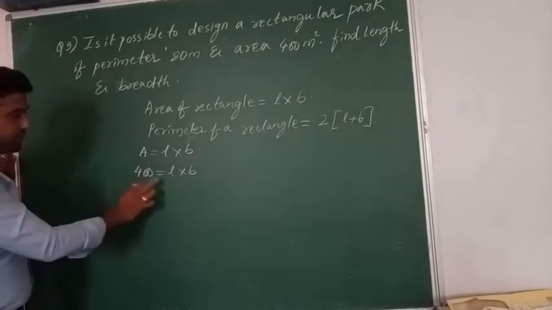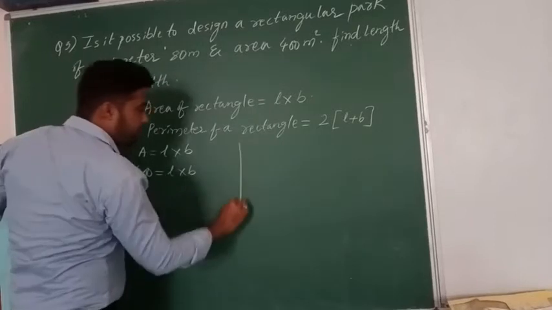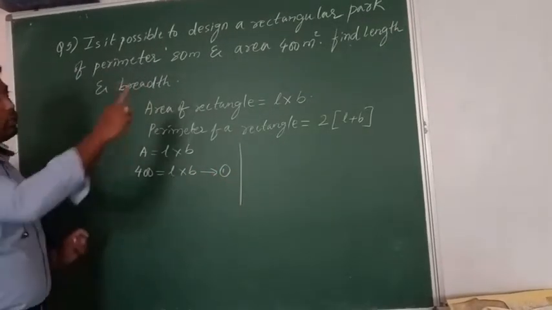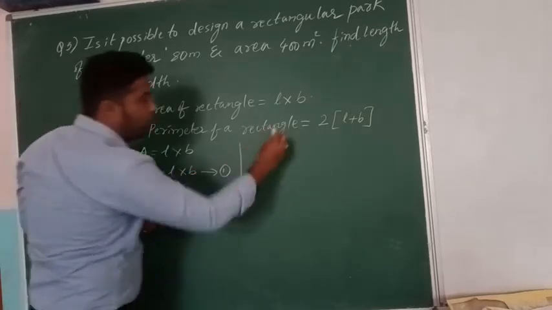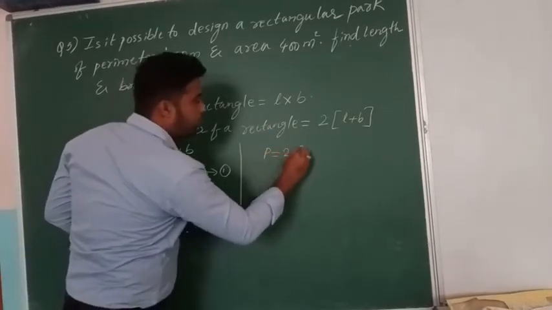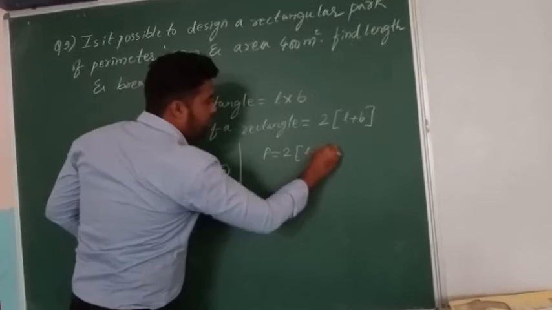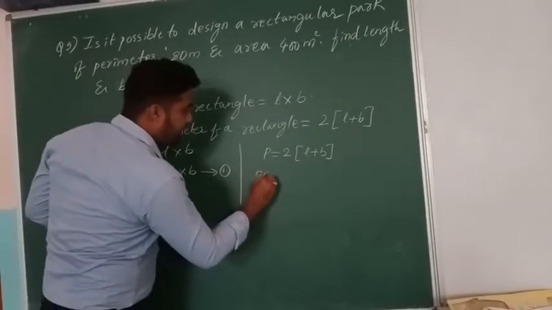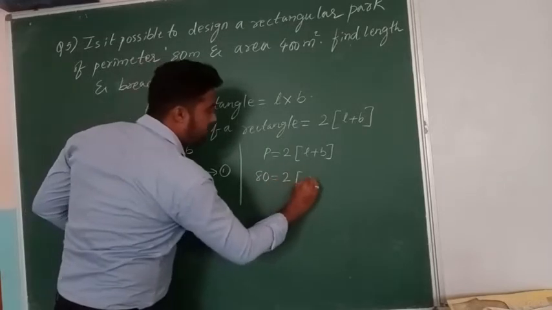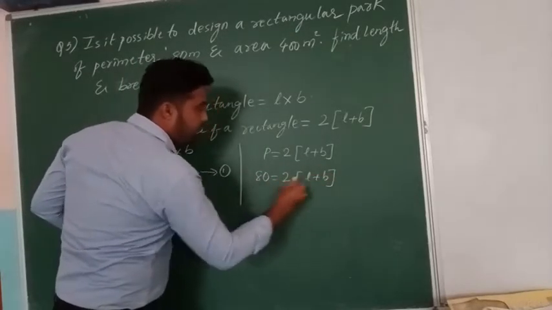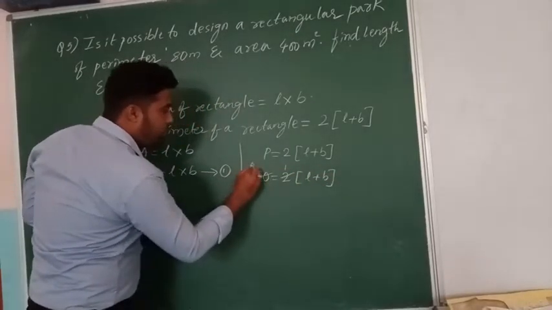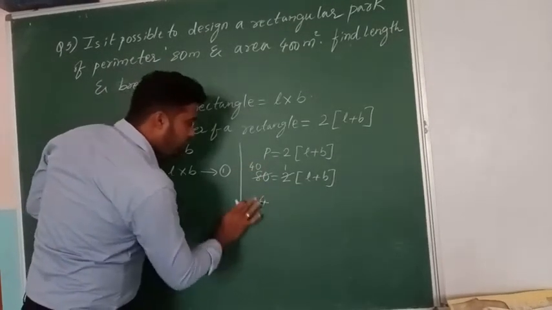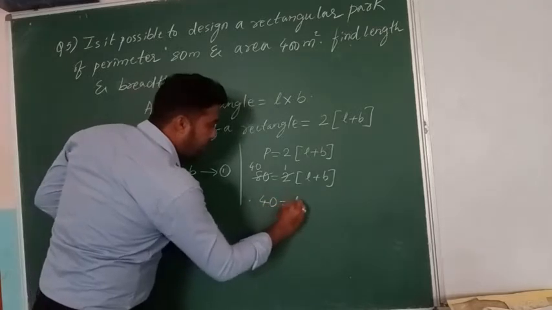This is the formula, first area. This I can say is equation number 1. Another thing they have given is the perimeter. You know the perimeter formula P is equals to 2 in the bracket L plus B. They have given the perimeter 80, so I can write 80 is equals to 2 in the bracket L plus B. I can cancel: 2 ones are 2, 2 forties are 80. Therefore 40 is equals to L plus B.